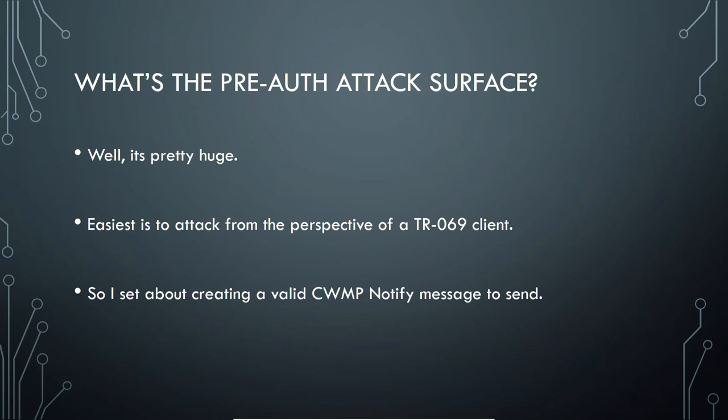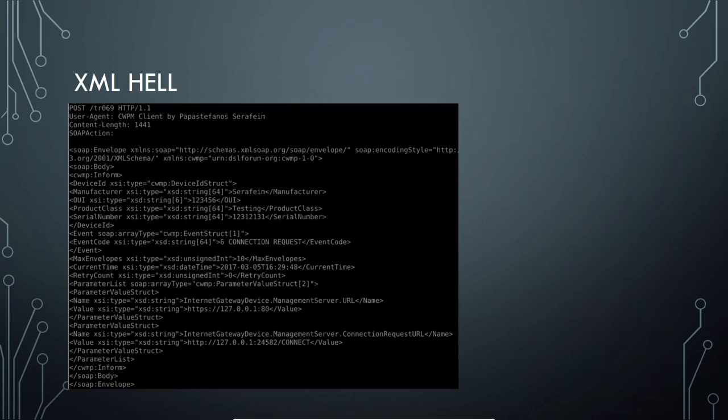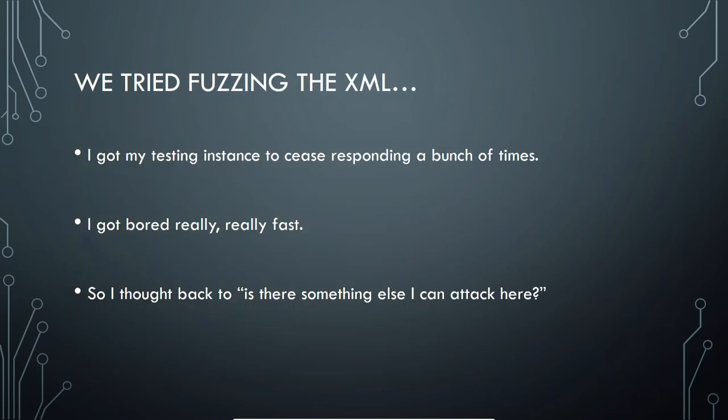And I was thinking about this for a bit, and I was thinking, what interacts with the ACS server without auth? Well, I guess it's a CPE device in somebody's house, that has to chat to the ACS. So I set about writing a TR-069 client. So I started off by creating a valid CWMP notify message, which this is an example from a, barely readable, but basically it posts a bunch of XML garbage. And I thought to myself, oh shit. I have to write a fuzzer that generates valid XML and does stuff, but there's loads of key value shit there.